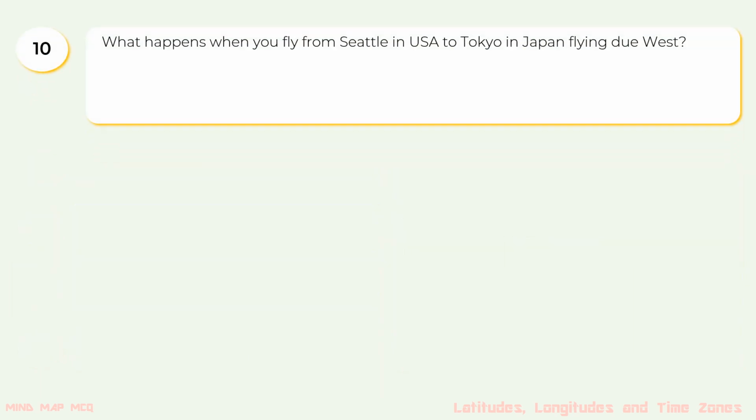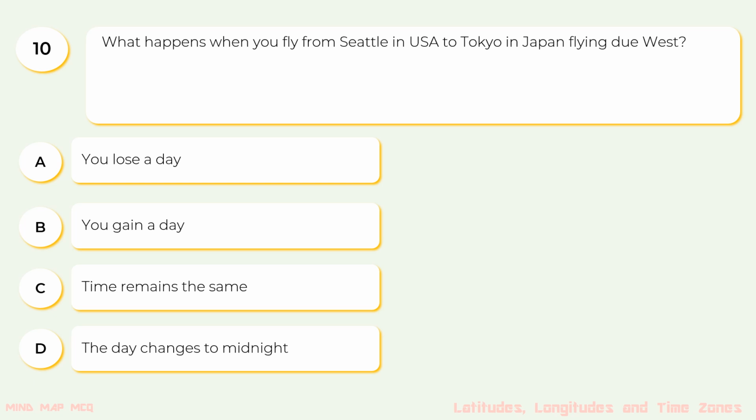10. What happens when you fly from Seattle in USA to Tokyo in Japan flying due west? The options are A. You lose a day, B. You gain a day, C. Time remains the same, D. The day changes to midnight. The correct option is B.